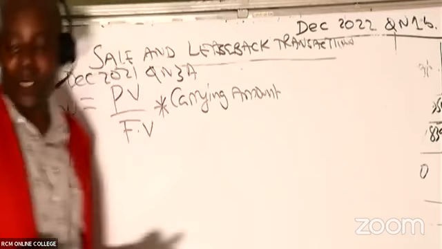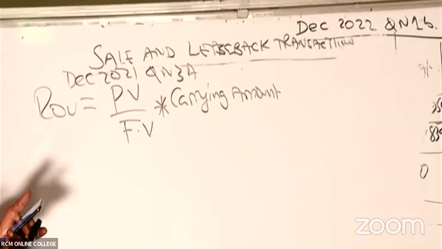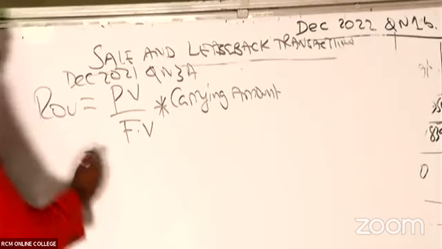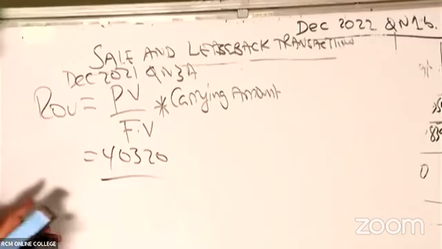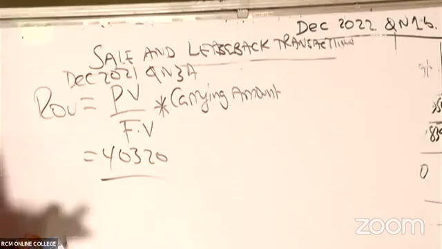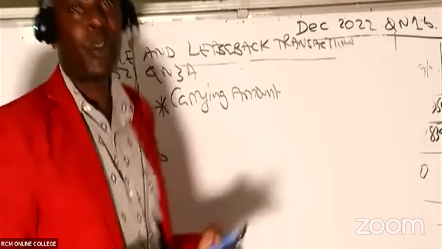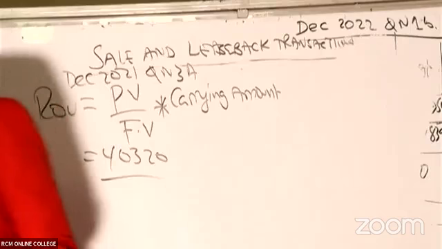So is there somebody who is able to see the present value? The present value is 4320. I'm cutting the 3 zeros. Are you able to see in this case the fair value? At times they use the word market value. Are you able to see the fair value or market value?